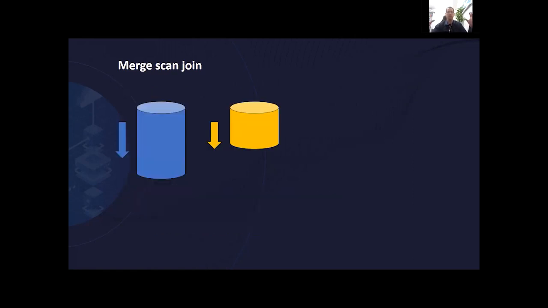So again, usually DB2 can use some indexes or even sort the data, and then goes from top to bottom on those tables.